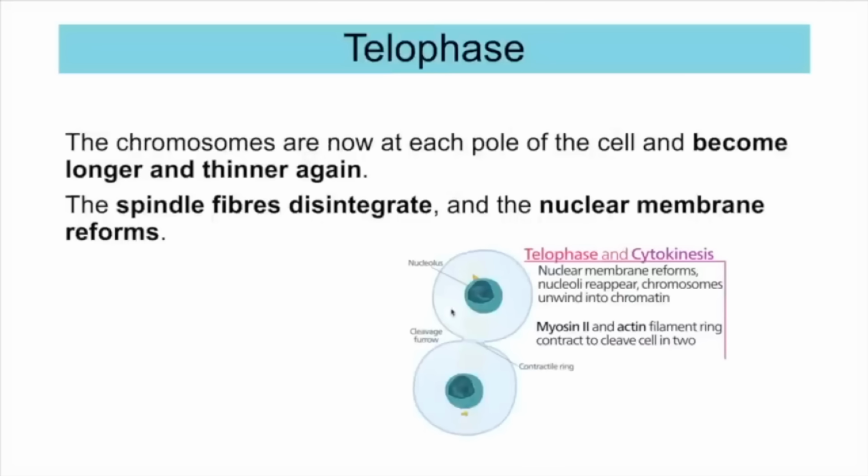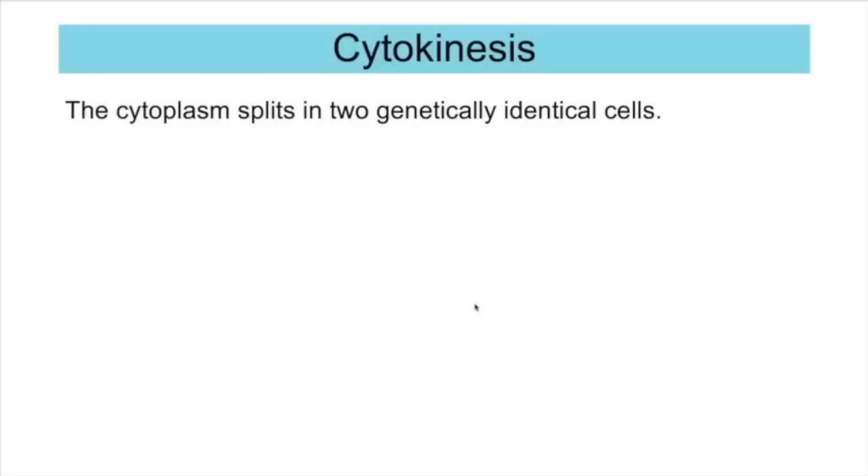Next we have telophase, and the chromosomes are now at each pole of the cell and become longer and thinner again, so therefore they start to no longer be visible. The spindle fibres will disintegrate and the nuclear membrane starts to reform around those chromosomes.